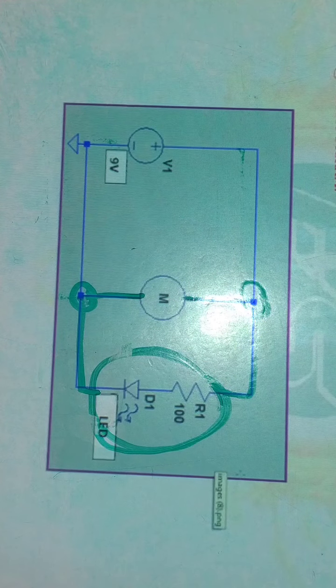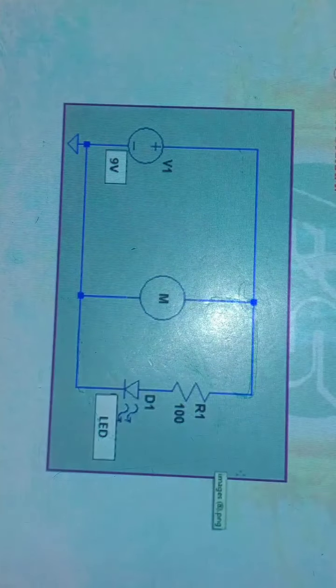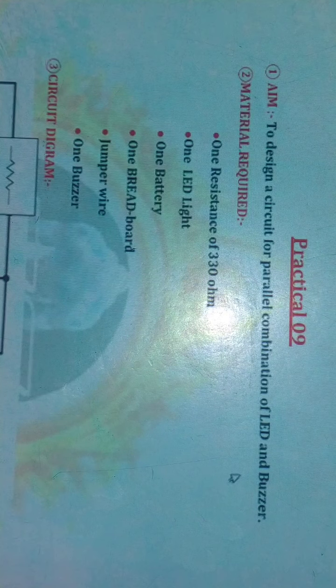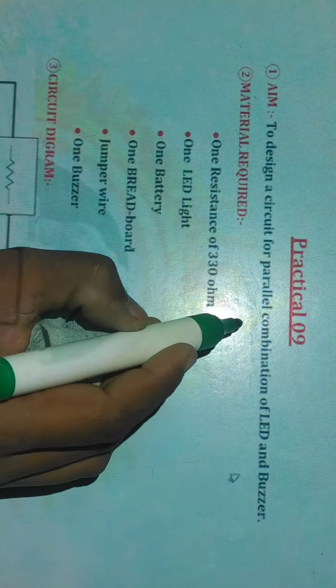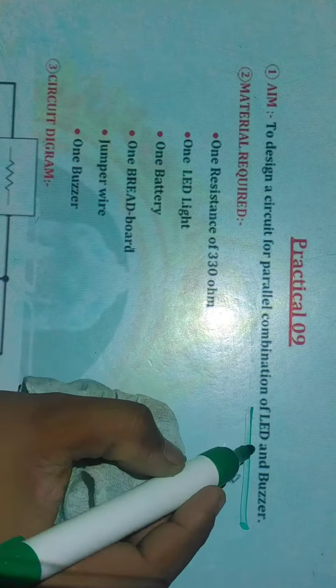So this is all about today's class. Now we move towards our practical number 9. It is also the same concept. It's your homework, because it's a very easy practical: to design an electronic circuit of a parallel combination of LED and buzzer. What is the difference between practical number 8 and practical number 9?